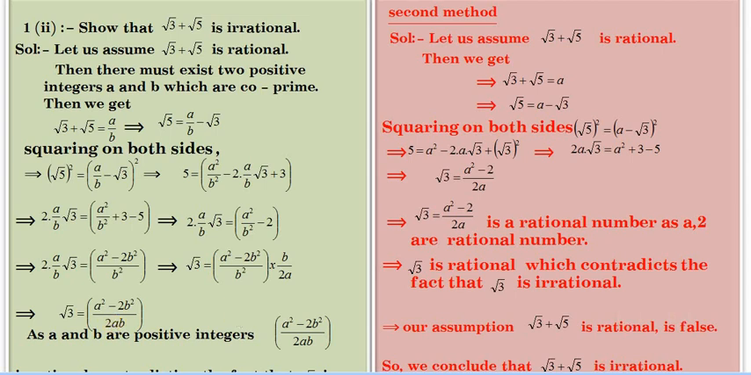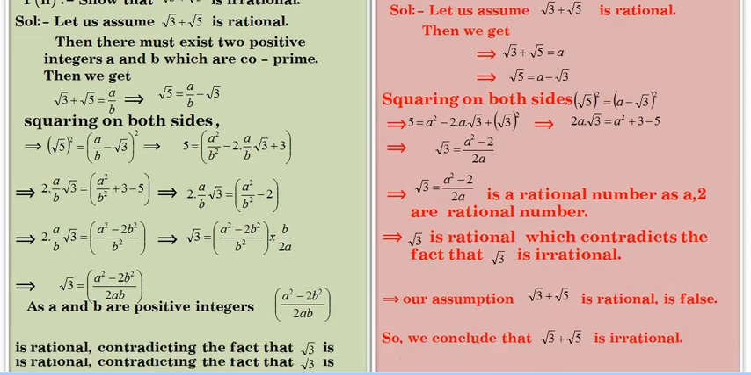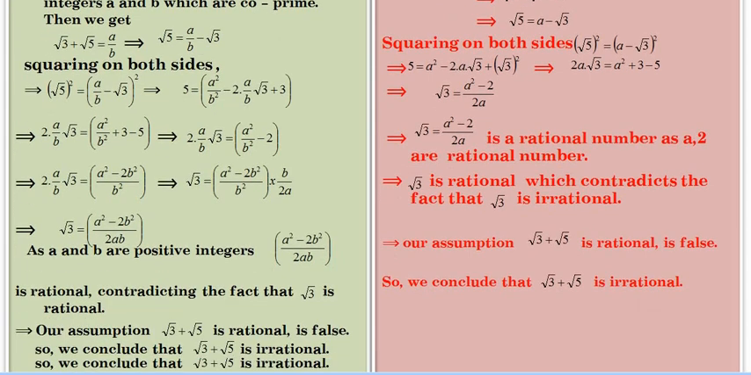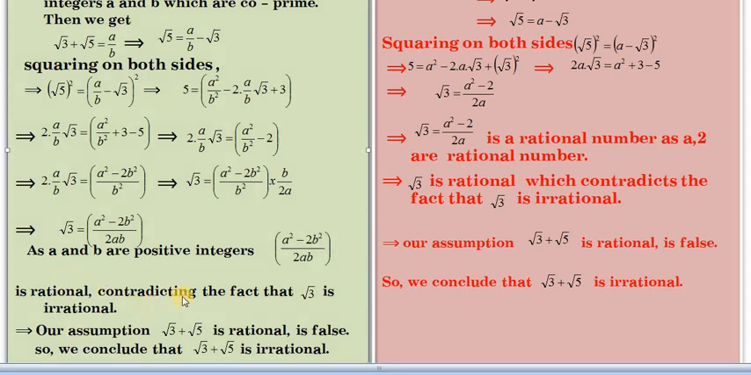So root 3 is a rational number, but previously we have proved that root 3 is irrational. So the statement we get here is a contradiction to the fact that root 3 is irrational, isn't it? So it is contradicting the fact that root 3 is irrational. So our assumption is false. What is the assumption? Root 3 plus root 5 is rational is false. So we conclude that root 3 plus root 5 is irrational.